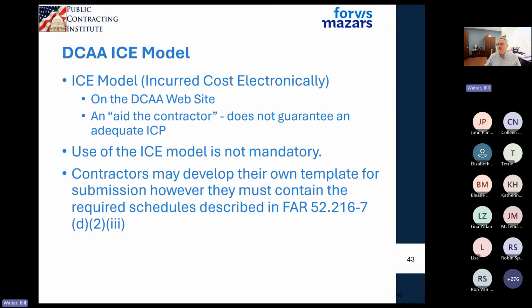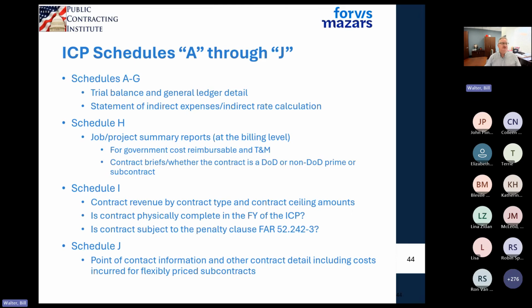So now, when we take a look at those requirements, the DCAA ICE, their incurred cost electronic, used to have these standard forms, schedules A to G. A is a summary of all your pools and bases in your rate. So if a DCAA auditor looks at the first page, they can see what your fringe, your overhead, and your G&A rate is just by looking at Schedule A.